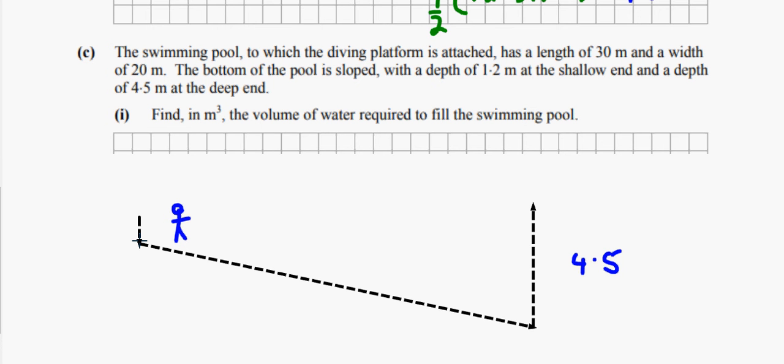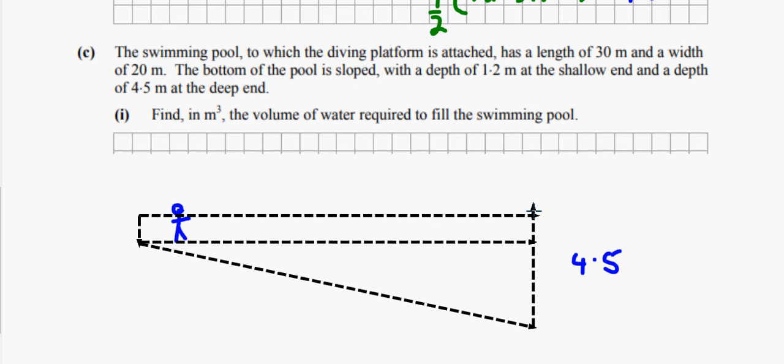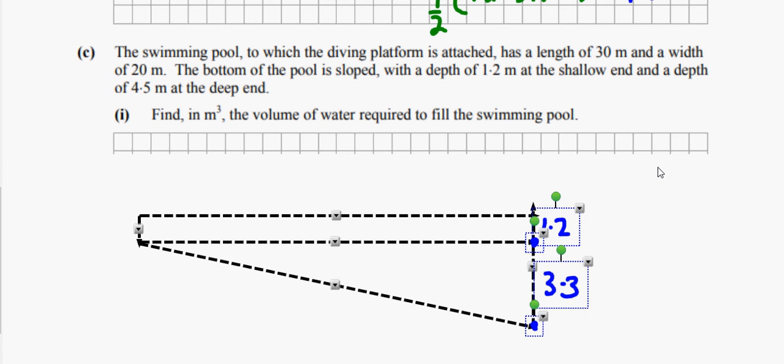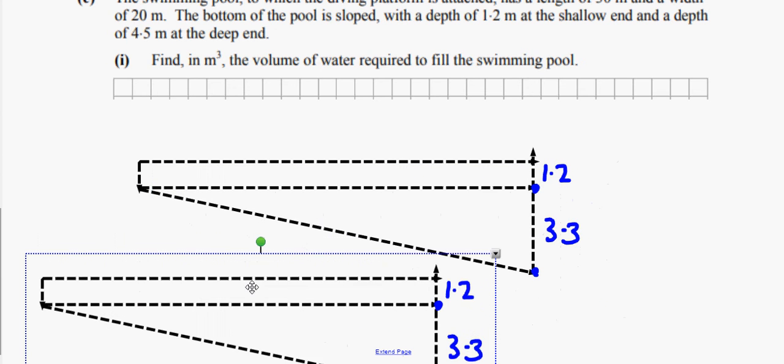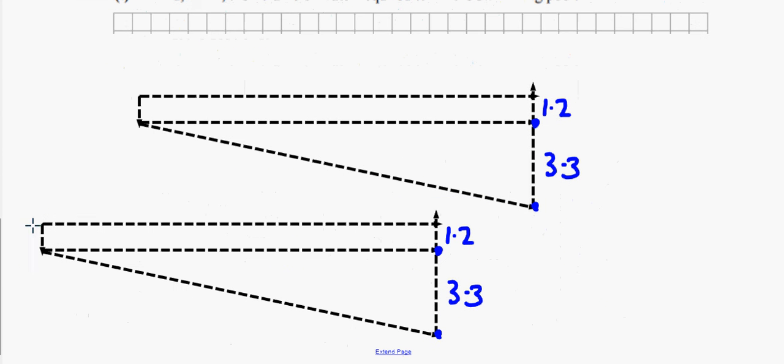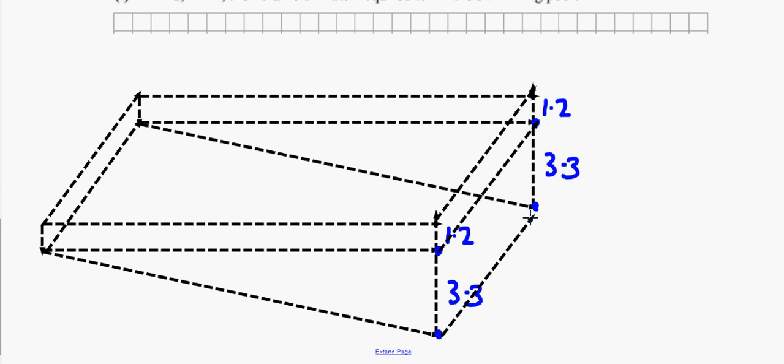Now if I go straight across, what does that mean? If that's 4.5, that'll be 1.2, and 4.5 take away 1.2 is 3.3 in between the two blue dots. Okay? This is where you make your money. Look at this, here's the actual diagram of the pool. See the way the pool is 3D now?